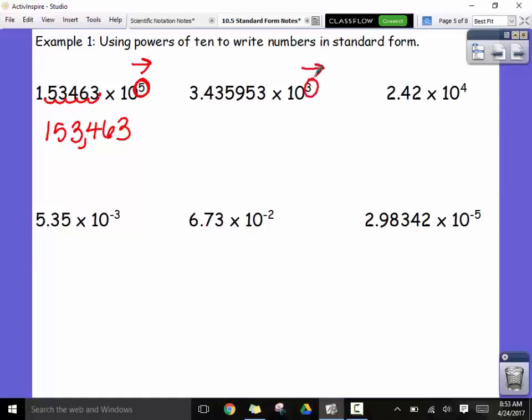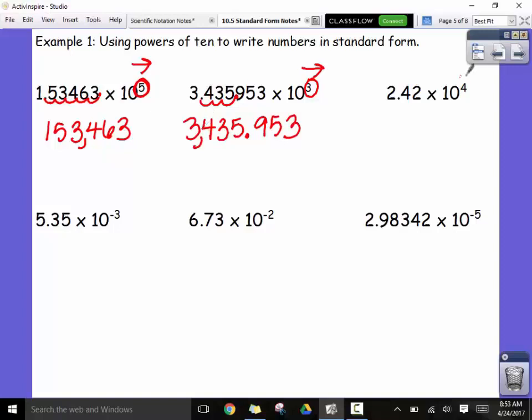Next one, 3.435953 times 10 to the third. The 3 says make this a bigger number, move it to the right. 1, 2, 3 goes right there. So 3435.953. Okay, I don't use the 953 to count for my comma. I go from the decimal in every third number, put a comma.